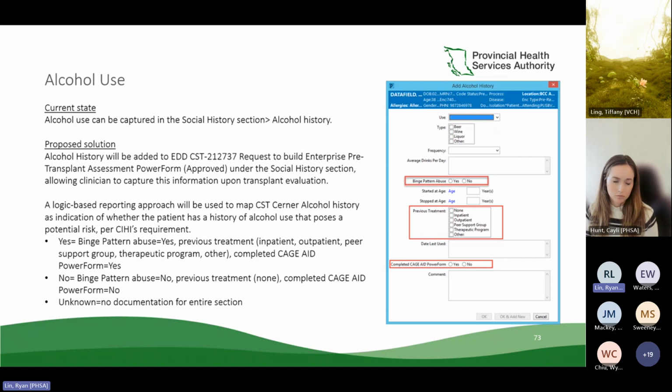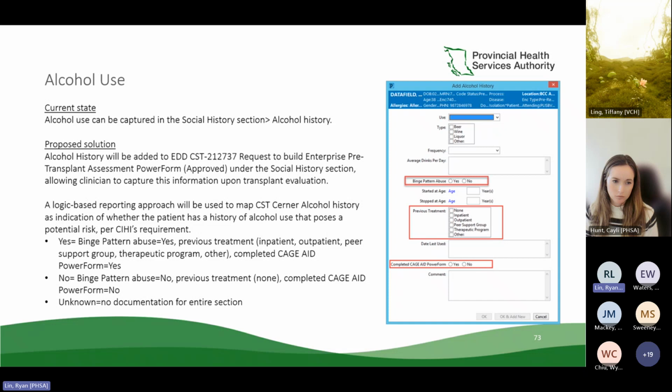And this would just allow clinicians to capture this information upon transplant evaluation in a more consistent way. And when entries are made, we would also apply a logic-based approach for mapping what is selected to what CIHI requires. So our mapping logic is again quite straightforward, with yes being binge pattern abuse selected, it's yes, previous treatment, inpatient, outpatient, peer support group therapeutic programs, other, or completed cage aid power form selected as yes.